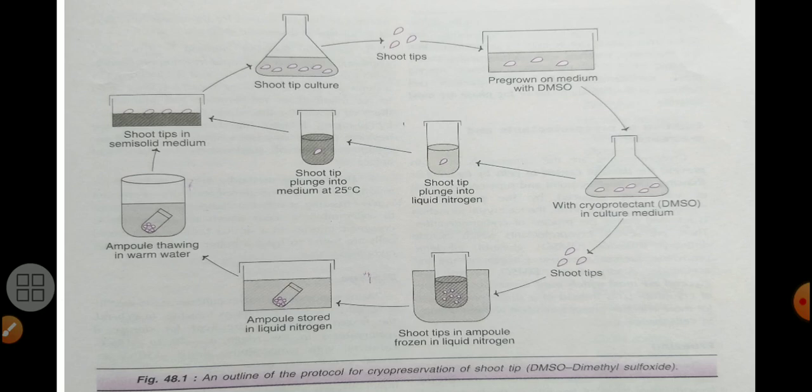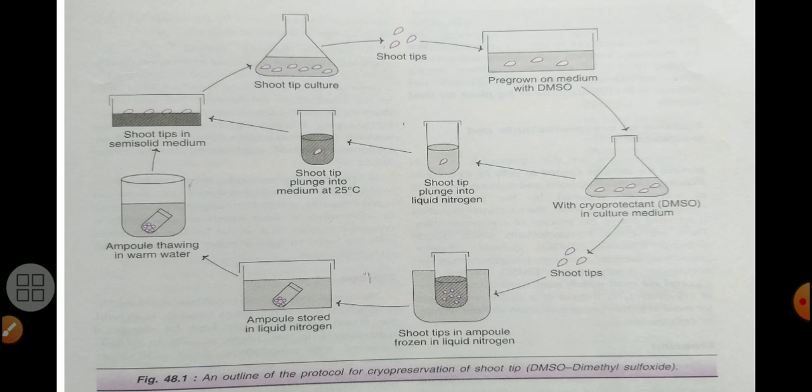Now, my friends, this sketch, this diagram, gives you an idea of the outline of the protocol of cryopreservation of a shoot, how things are going to happen. As we know, here we are interested in germplasm conservation, germplasm preservation. So this diagrammatic representation will give us an idea how things are going to happen here.